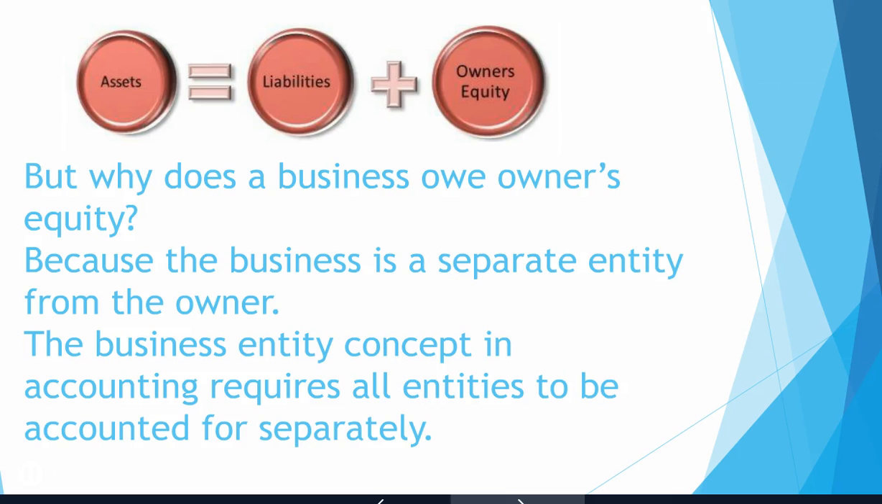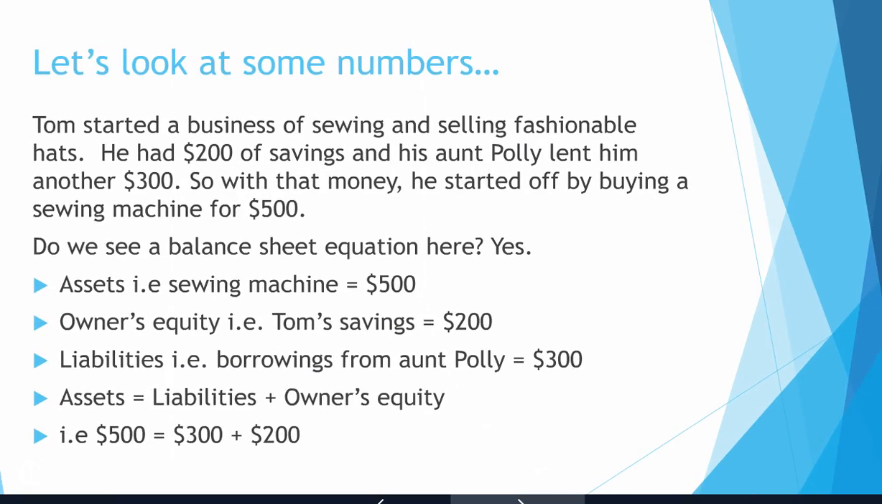Okay. Now, let's look at some numbers. Tom started a business of sewing and selling fashionable hats. He had $200 of savings, and his Aunt Polly lent him another $300. So with that money, he started off by buying a sewing machine for $500.